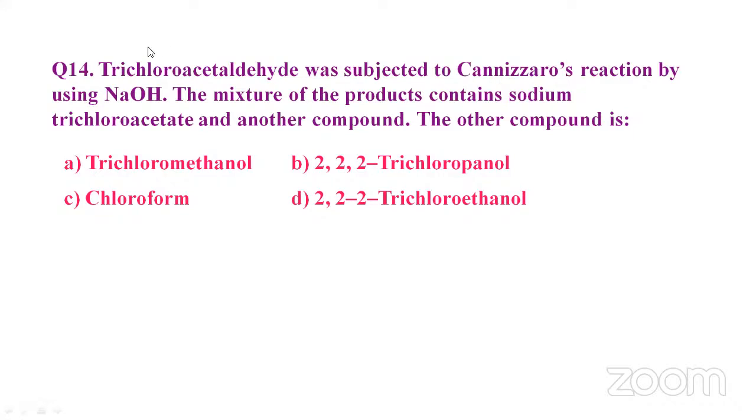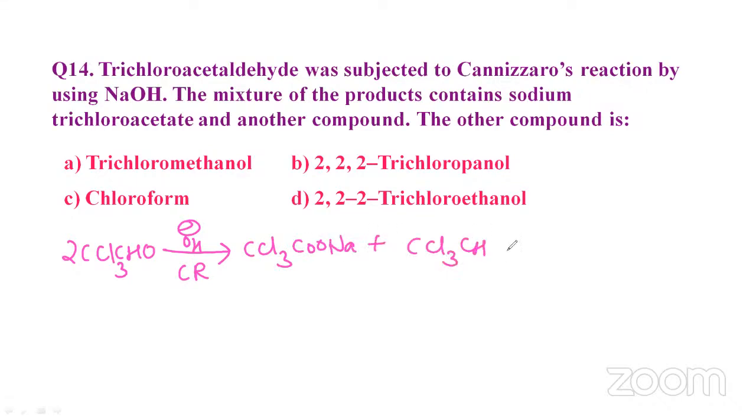So trichloroacetaldehyde, CCl3CHO, is the compound. It is treated with your base, NaOH. It undergoes Cannizzaro reaction. It gives you CCl3COONa, plus what? CCl3CH2OH. So which is the other product? What is the name?